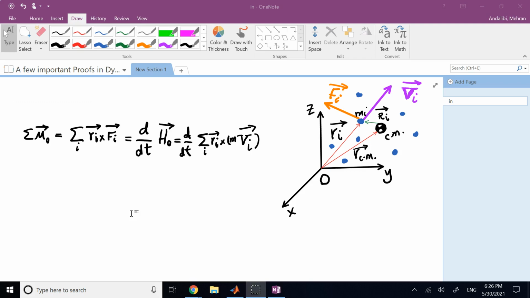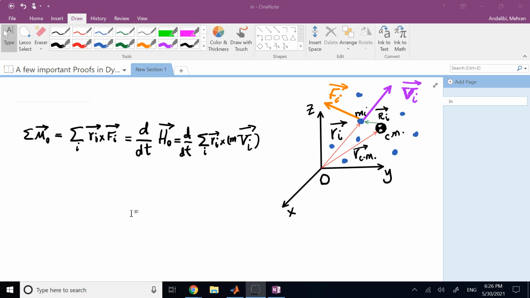So here, each one of these particles has its own mass. This location is the centroid of the system. This particle has mass mi, position vector r small i. It has velocity vi, and the force Fi is applied at that location. The centroid has the position vector rcm, and the position of the ith particle with respect to the centroid is shown with capital R sub i.